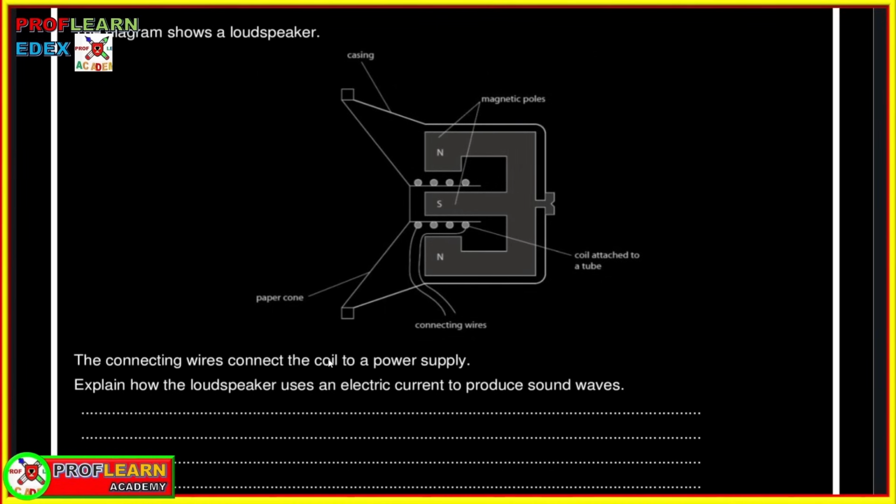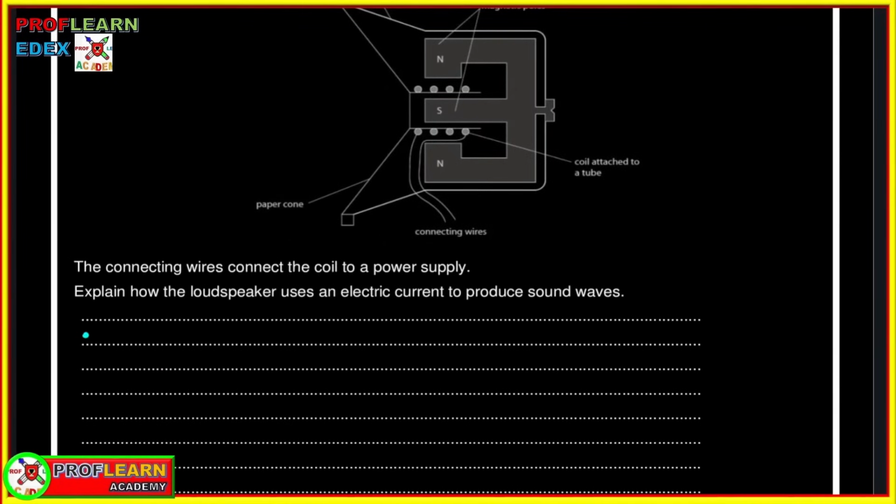These fields are going to interact with the fields of the permanent magnet, and this is going to make the tube that is attached to the coil vibrate. And remember, since the tube is also connected to the paper cone, once the tube vibrates, the paper cone also vibrates, and this results in the production of sound. Because we learned that sound is only produced if a material or an object is vibrating.